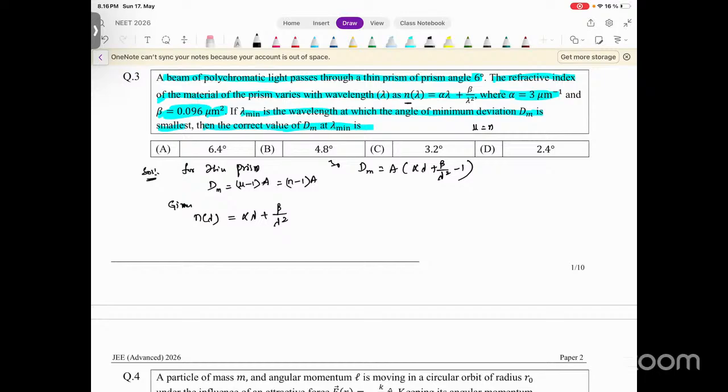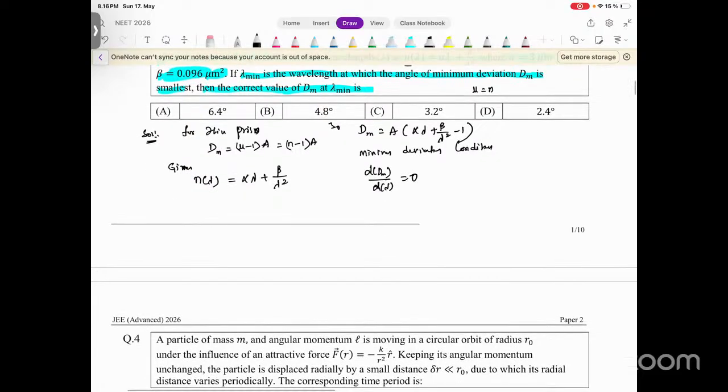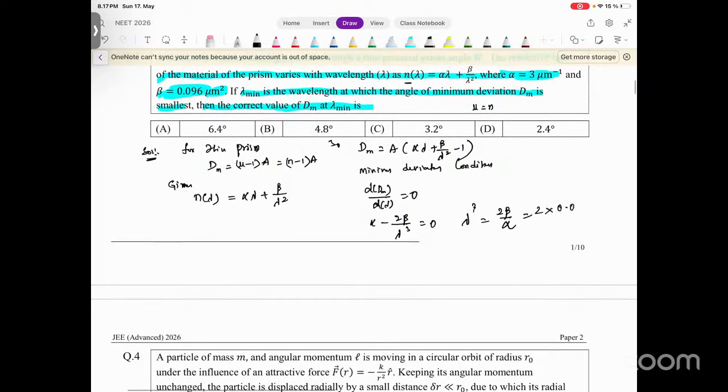So what is the minimum deviation condition? The condition is that the differentiation of this with respect to lambda must be equal to 0. That means it will come out as alpha minus 2 beta divided by lambda cube is equal to 0. That means lambda cube is equal to 2 beta divided by alpha. So that is equal to 2 into the beta value, which is already given in the problem as 0.096.